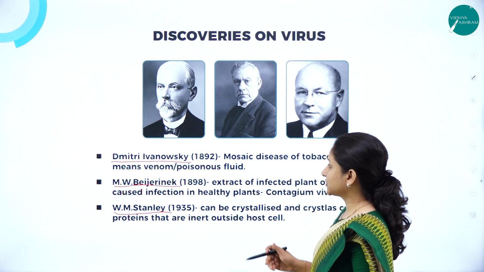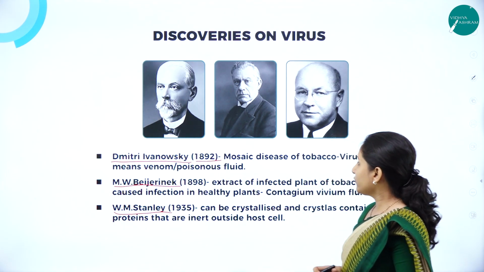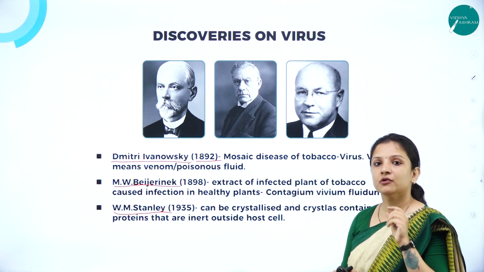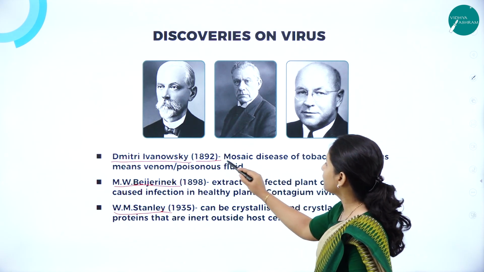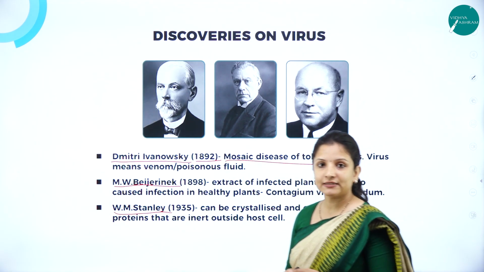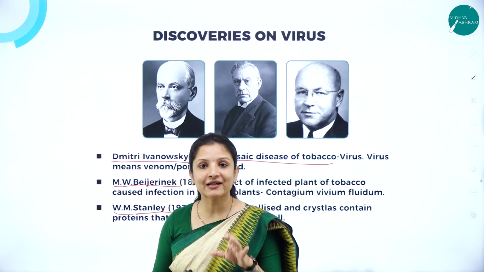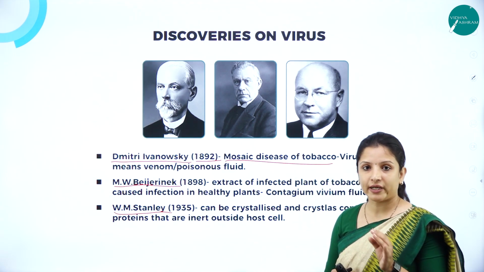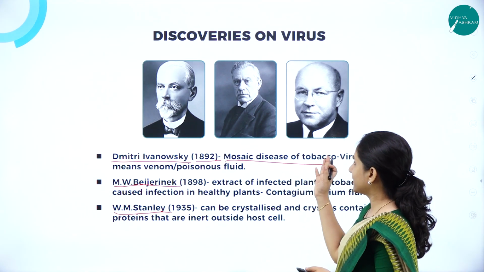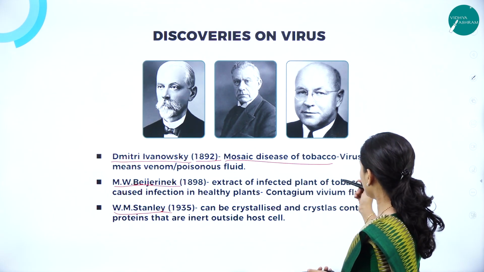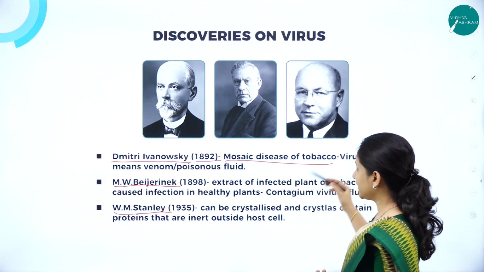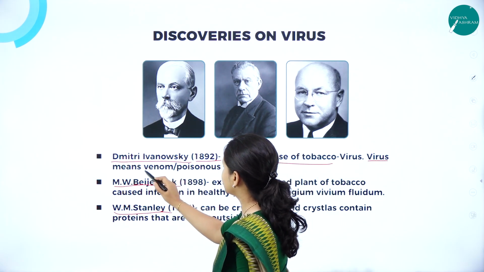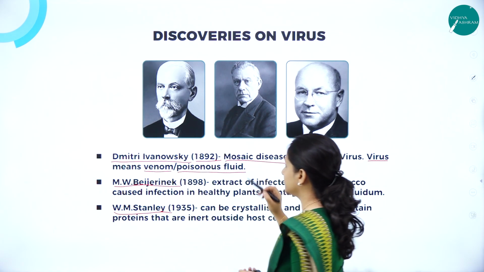Dmitry Ivanovsky, in the year 1892, was the first person to find out or extract a virus from the tobacco plant, wherein it was causing mosaic disease of tobacco. Mosaic disease of tobacco is just like how a mosaic tile looks, just like patches, right? In the same way, the leaf will also have yellow to white patches in it. That is why it is called mosaic disease of tobacco. And he was the first person to coin the term virus, wherein he said virus means venom or poisonous fluid.